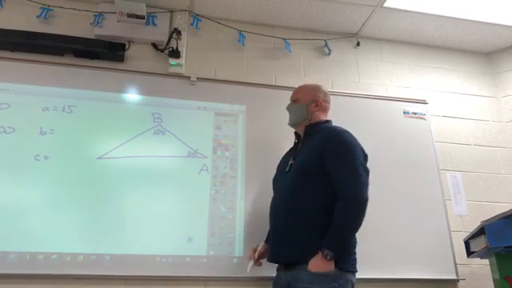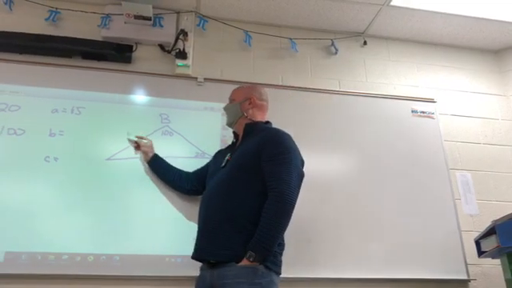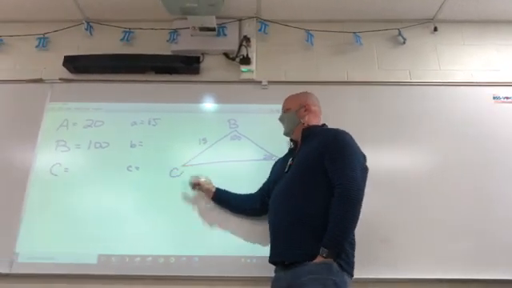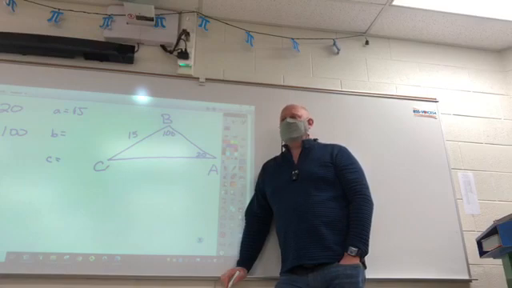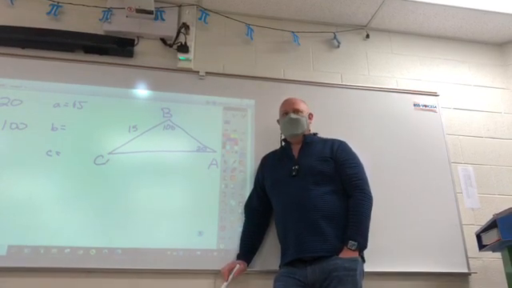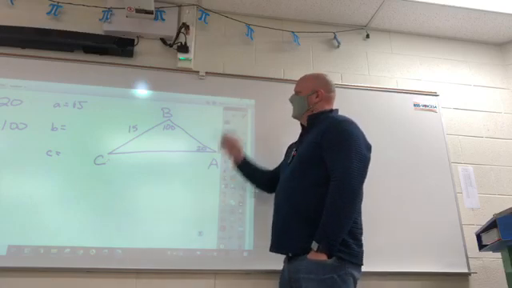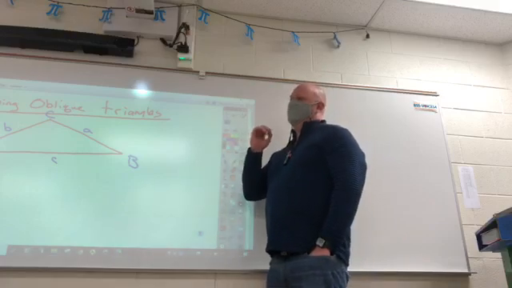So, our job is to solve this. Well, we have a major problem right now, and that is we don't have any tools in our toolbox to solve this oblique triangle. We don't have SOHCAHTOA, we don't have the Pythagorean theorem. We can't use those because we don't have any right angles. So, how do we do this? I want to show you where the first law comes from.